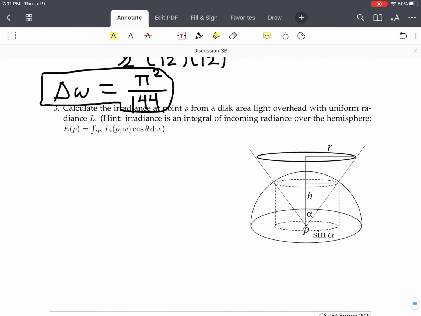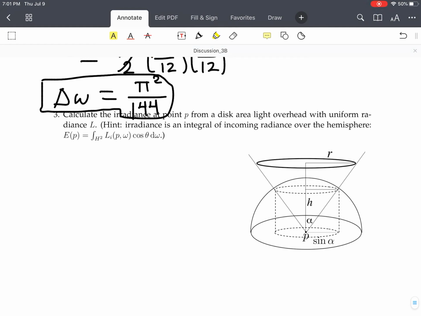Okay, let's look at number 3. Sorry I covered it up a little bit, but I'll read it. It says calculate the irradiance at point P from a disk area light overhead with uniform radiance L. Hint, irradiance is an integral of incoming radiance over the hemisphere. And there's an integral equation. And here's the drawing on the side. There's the light up top, the point P.